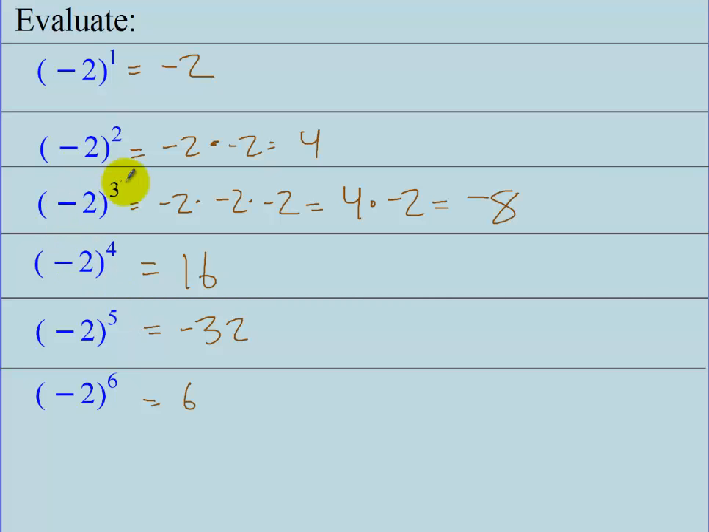So when you have a negative in there to a power, if it's an odd exponent, like in these cases, it's going to be a negative answer. If it's an even exponent, it's going to be a positive answer.